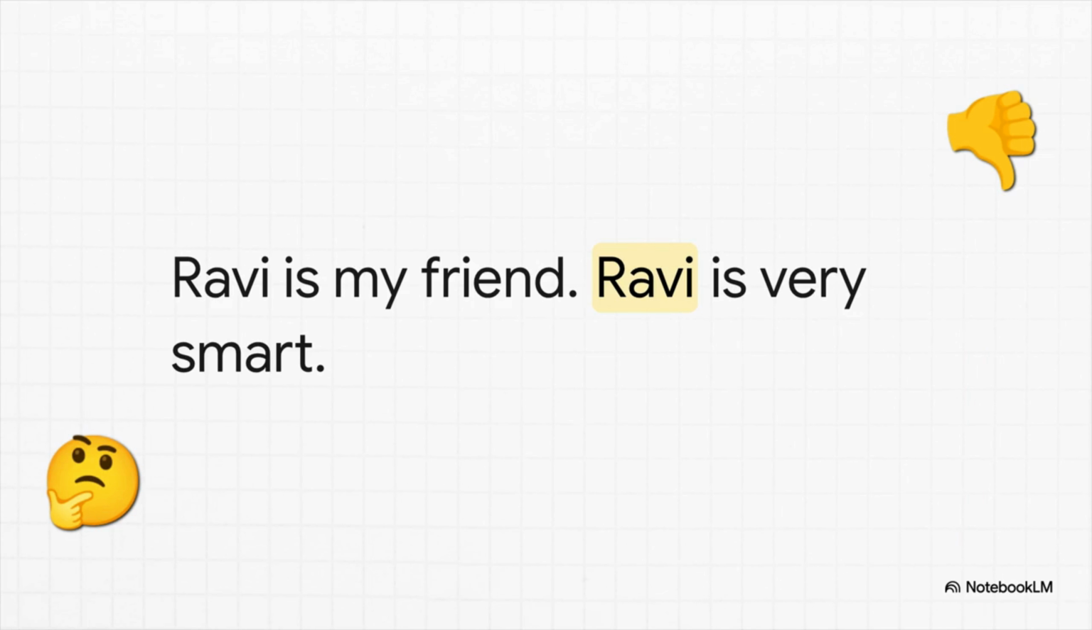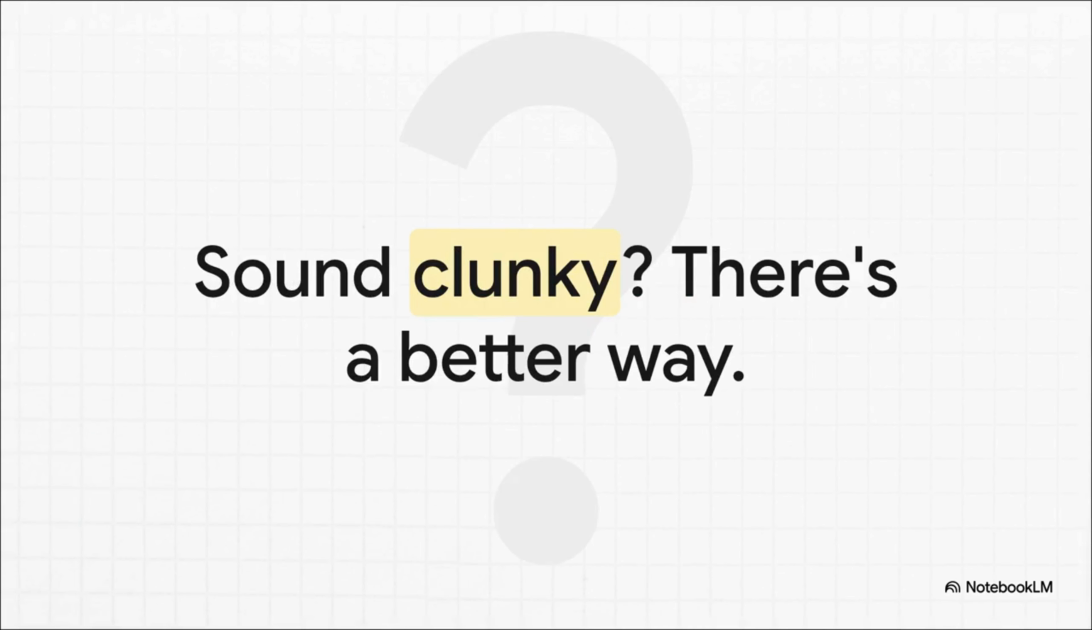Okay, let's start with this. Ravi is my friend. Ravi is very smart. I mean, sure, it gets the message across, but just listen to it. It's repetitive. It sounds a little robotic, doesn't it? A bit clunky? Exactly. It does sound clunky. And the good news is there is a much better way to say this. And that right there is the magic of what we're talking about today. It's all about making our language flow.